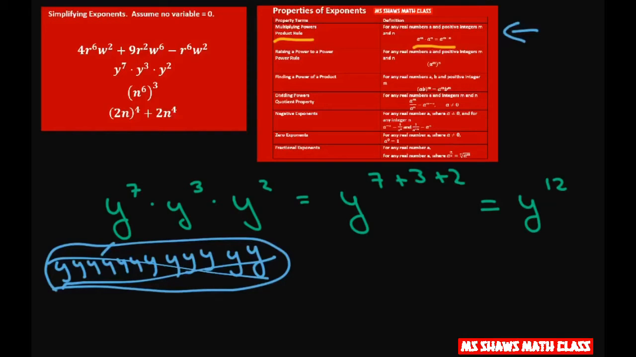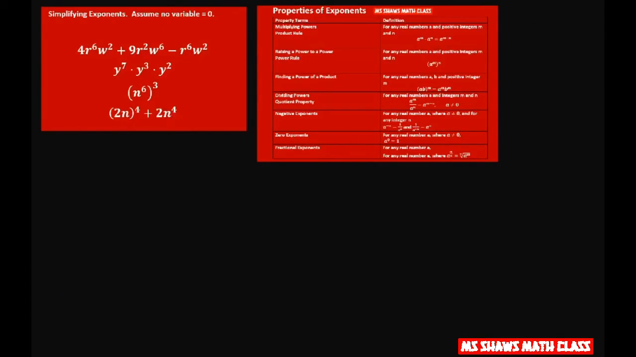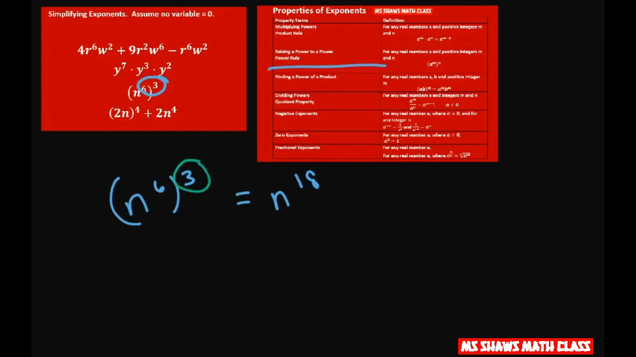All right. The next one is the power rule. So that means we can just multiply those two. So that's going to be n to the 6th power cubed is just n to the 18th. And again, why that's different than the second one we did is this 3 means we can write this down 3 times. And again, do the same thing. We could just write this as n to the 6 plus 6 plus 6. And that gives you n to the 18th power.